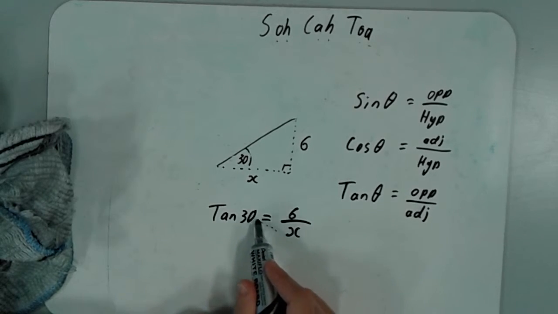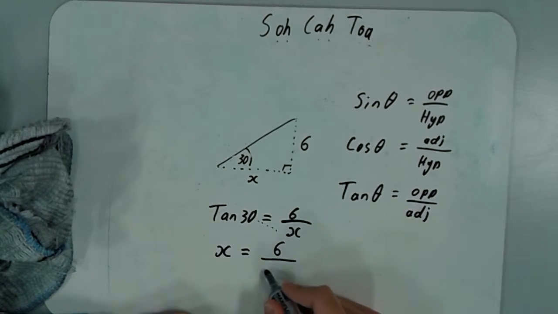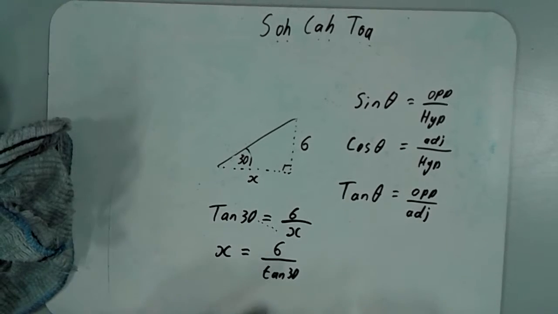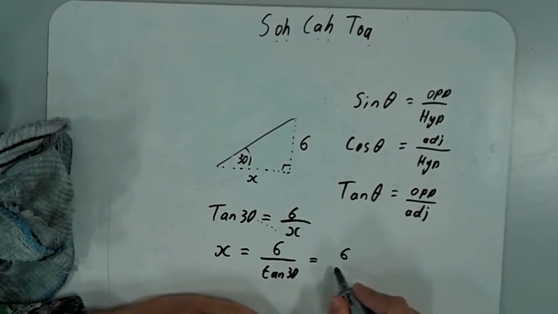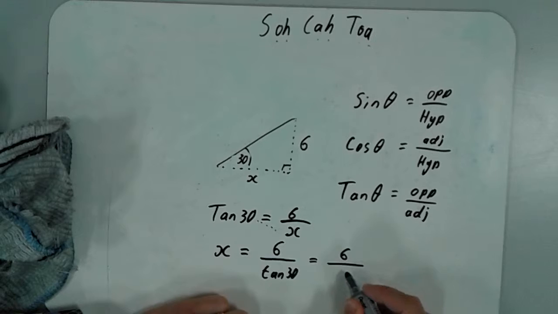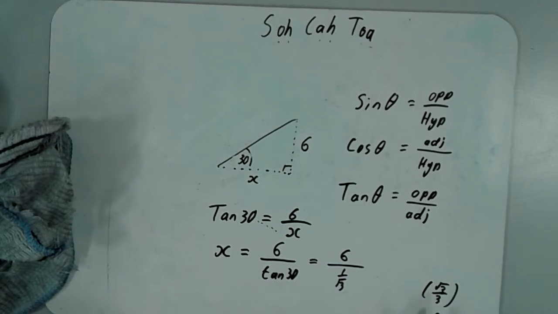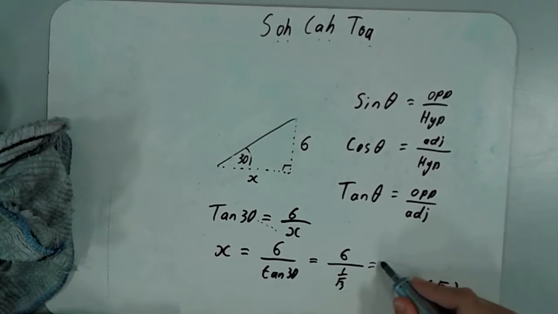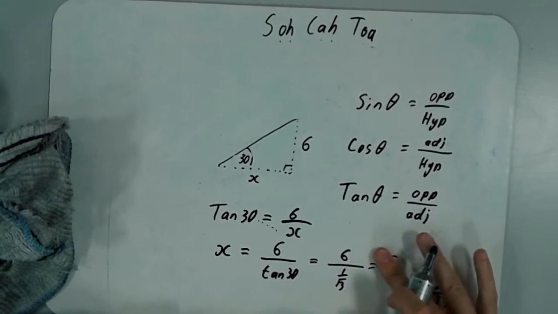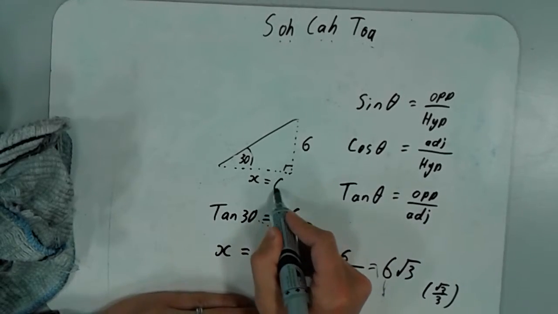So we remove the fraction, cross multiplying like we've seen before. x will equal 6 divided by tan 30. Remember, tan 30 is just a number. You can put it in your calculator. So that would be 6 divided by, and your calculator will tell you that that is 1 over root 3, or alternatively root 3 over 3. They're the same number. If we rationalise the denominator, we can see that. Simplifying this, we're going to get 6 lots of root 3. So that is our unknown length, 6 root 3.